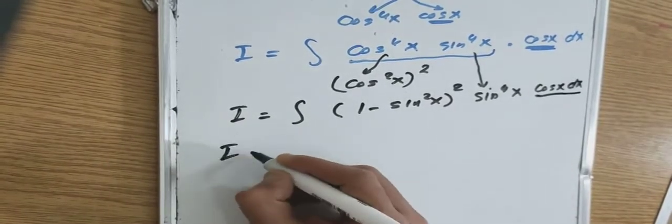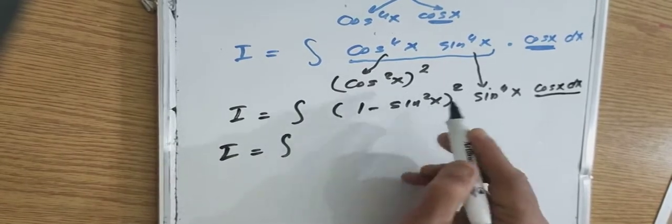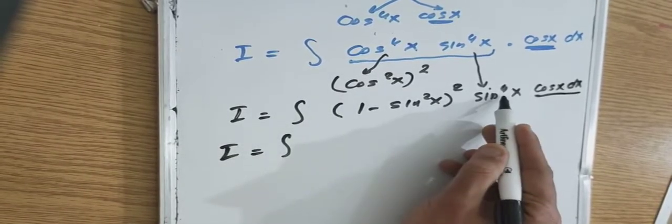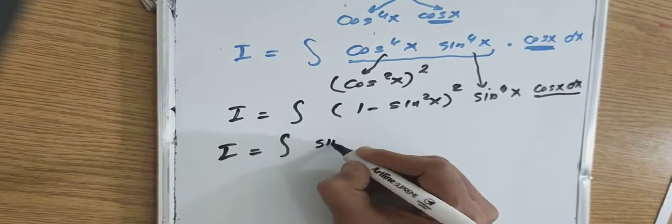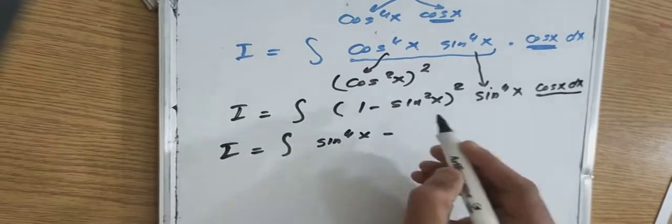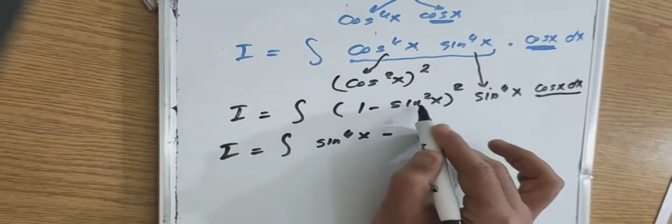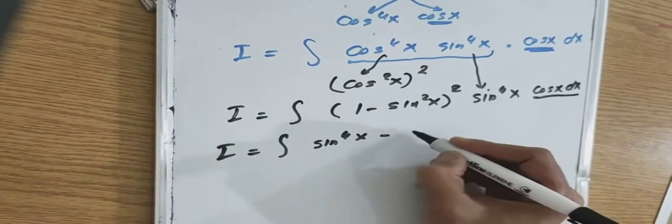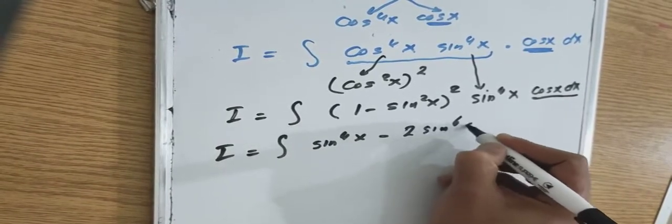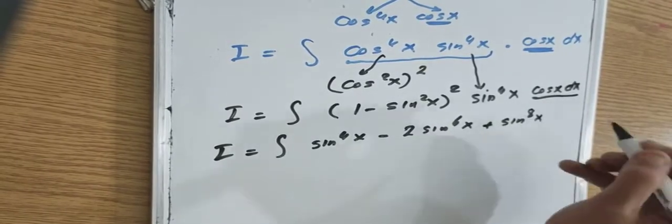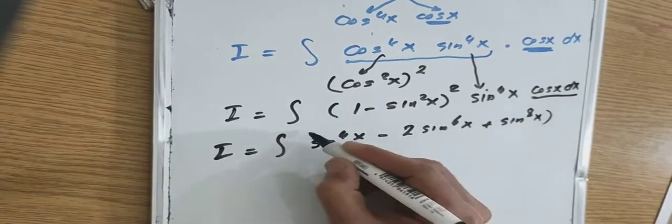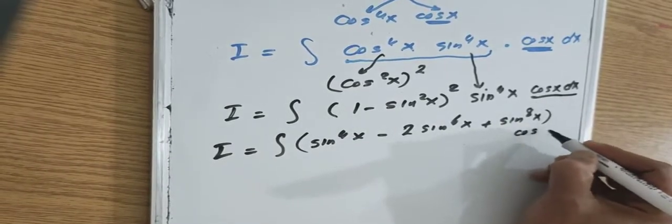After expanding the bracket, the first term will be 1, and we have sine power 4 outside, so it's sine power 4. The second term will be negative 2 sine squared, and we have sine power 4, so it's sine power 6. The third term will be sine power 4, and we have sine power 4, so it's sine power 8, and still we have outside cosine x dx.